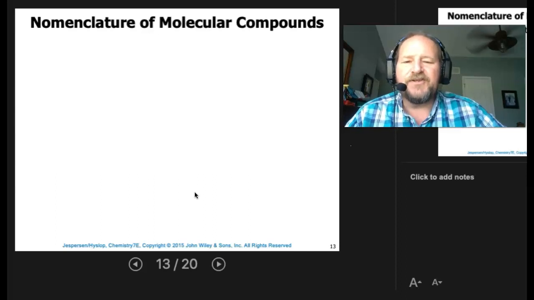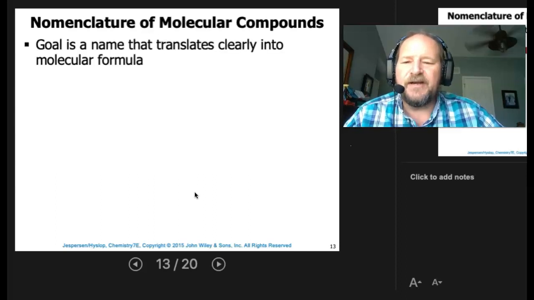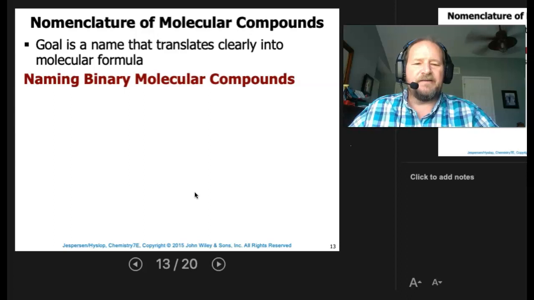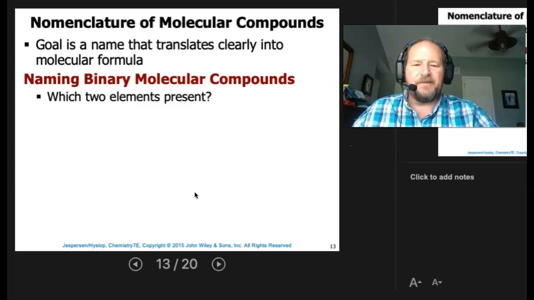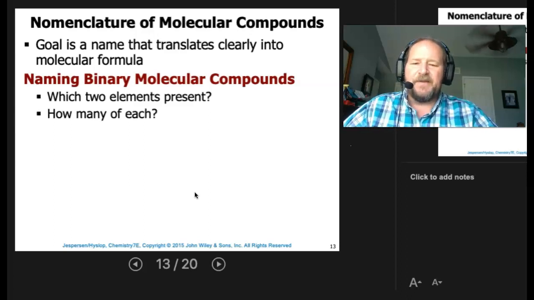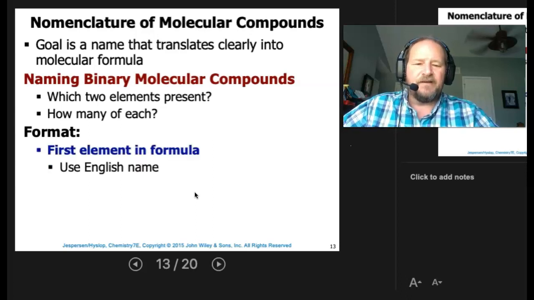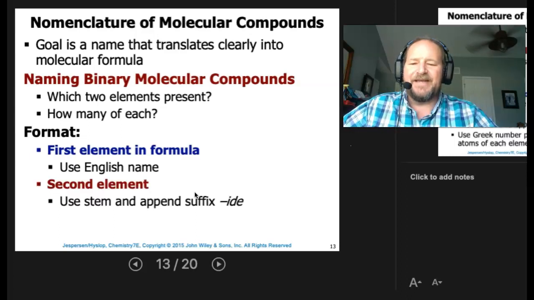All right, so nomenclature of molecular compounds. Your goal here is to translate clearly into molecular formula. So how do we name binary molecular compounds? Well, it's going to be based on which two elements are present, and of course how many of each. So our format then is going to be the first element in the formula. We'll use the English name for that. Then we'll have the second element in the formula, and we'll end it in "ide."